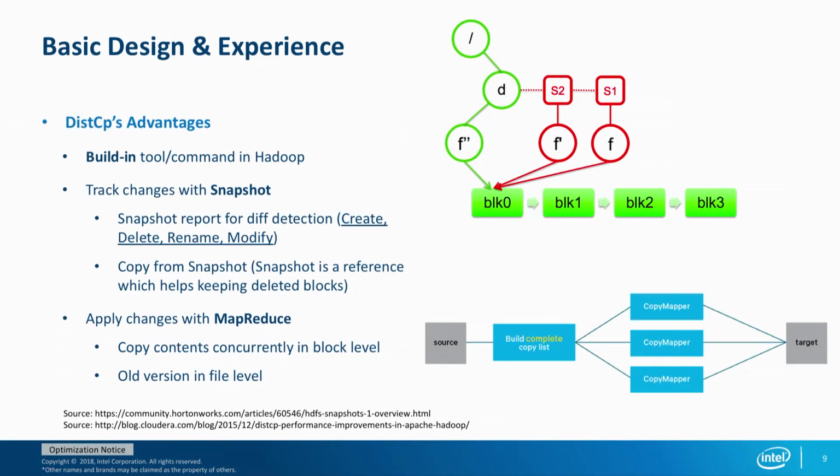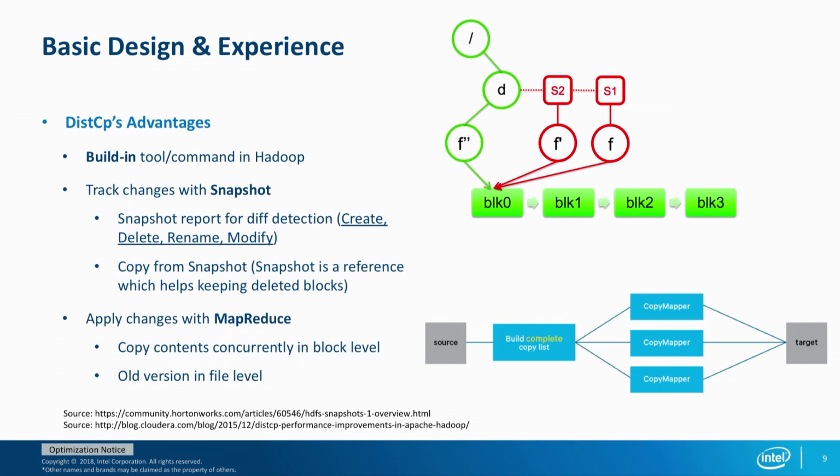So I think people may be familiar with DistCp, also named as DistCopies. Well, it's built in Hadoop and enhanced by Cloudera and Hortonworks. So actually, DistCp does quite great jobs. It tracks changes with Snapshot, and actually it uses Snapshot report for detailed changes, incremental. So, and Snapshot is just like a reference to blocks.